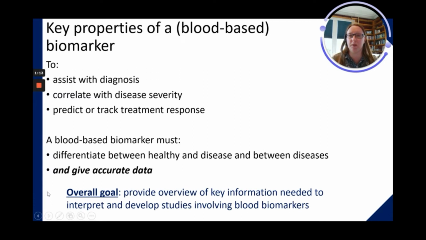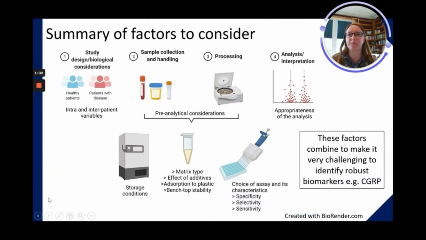And I'm going to give a number of examples. These are not exhaustive by any means. I don't have time to go into everything. And this isn't necessarily anything about recommendations of a particular approach, but they're things that are really important to bear in mind in the context of biomarker studies.